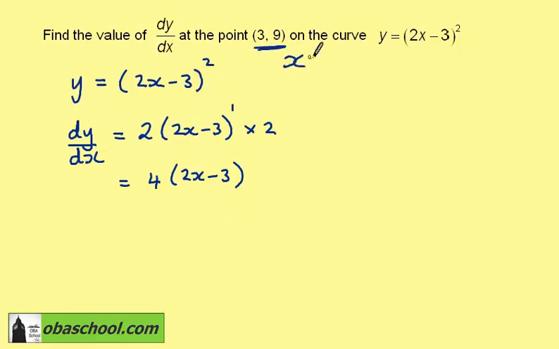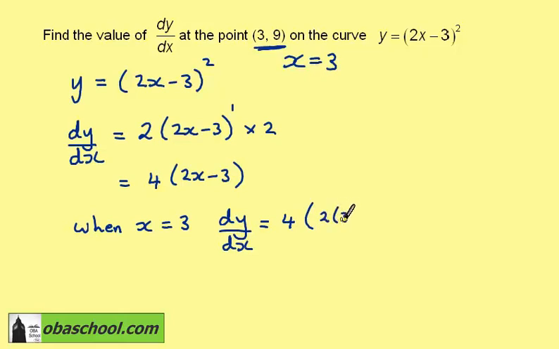And at this point, x is equal to 3. So we substitute in: when x is equal to 3, dy/dx will be equal to 4 times (2 times 3 − 3). This is 4 times 3, which is 12.